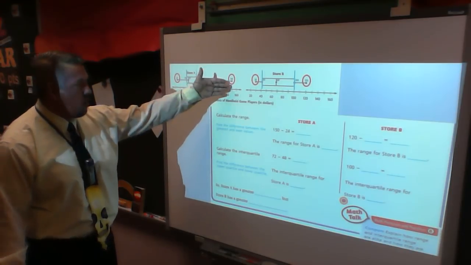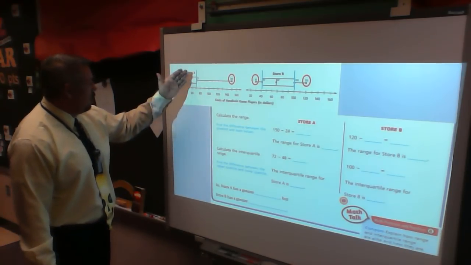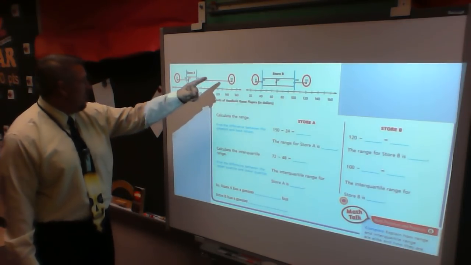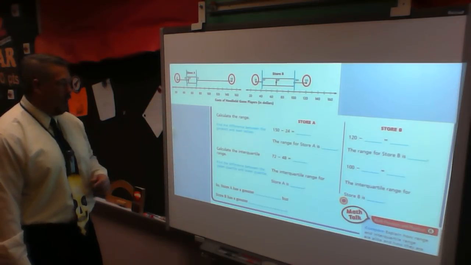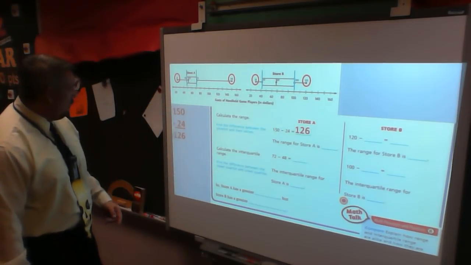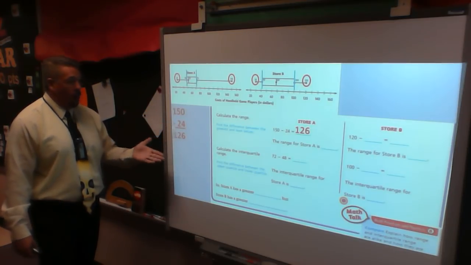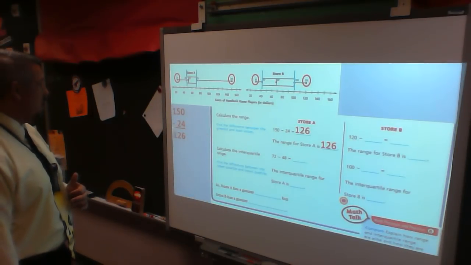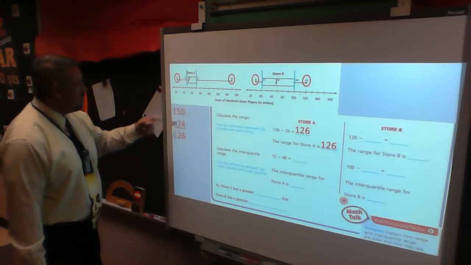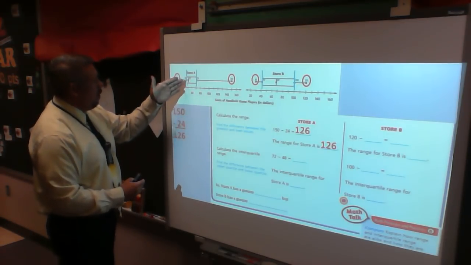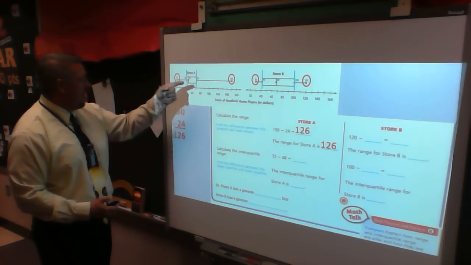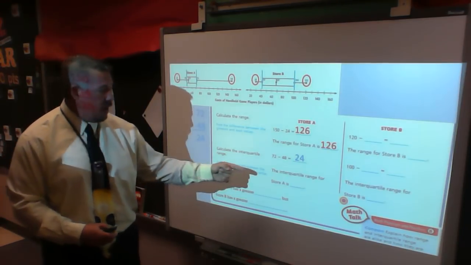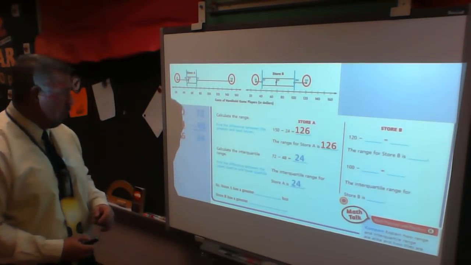I'm going to use my red ovals for my range and my blue lines for my interquartile range. So I have 150 minus 24 for range for store A. When I stack them and subtract, I get 126. So the range for store A is 126. My interquartile range is my upper quartile minus my lower quartile. 72 minus 48 is 24, so my interquartile range is simply 24.